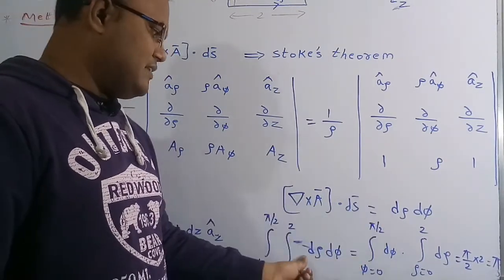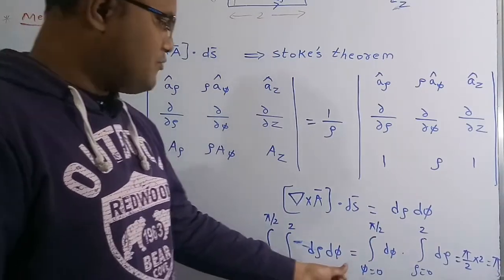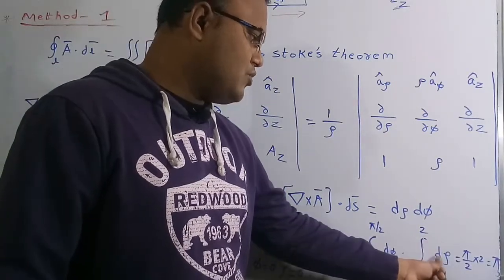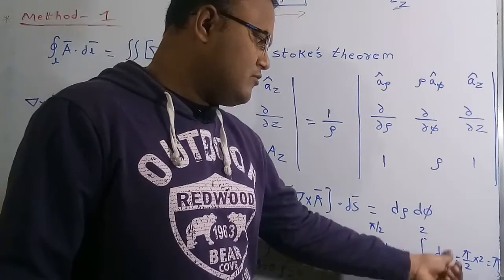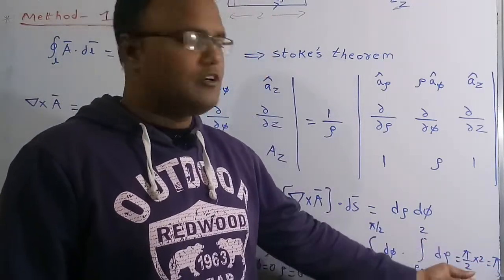So we have to do the integral of d rho into d phi. These both are independent of each other. Therefore phi from 0 to pi by 2 of d phi, into rho from 0 to 2 of d rho. This integral will give you pi by 2 and this one will give you 2. So pi by 2 into 2 is nothing but pi. So pi is the correct solution of this question.